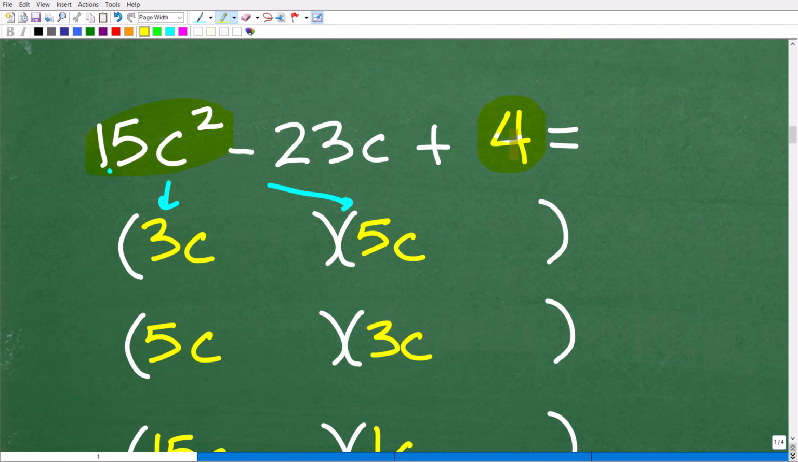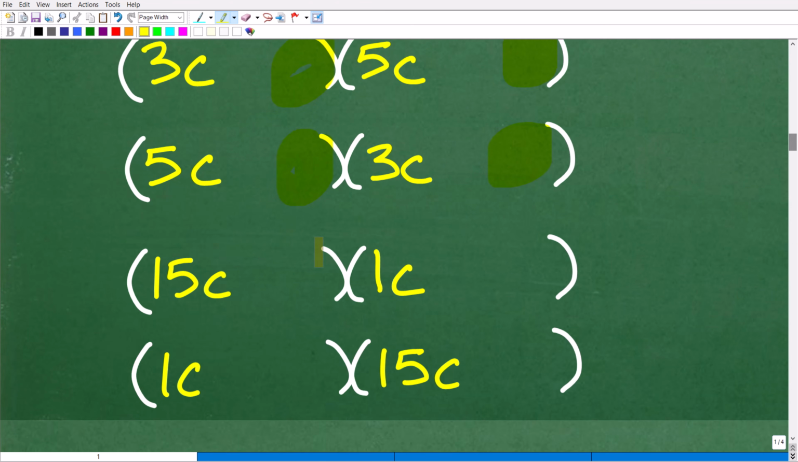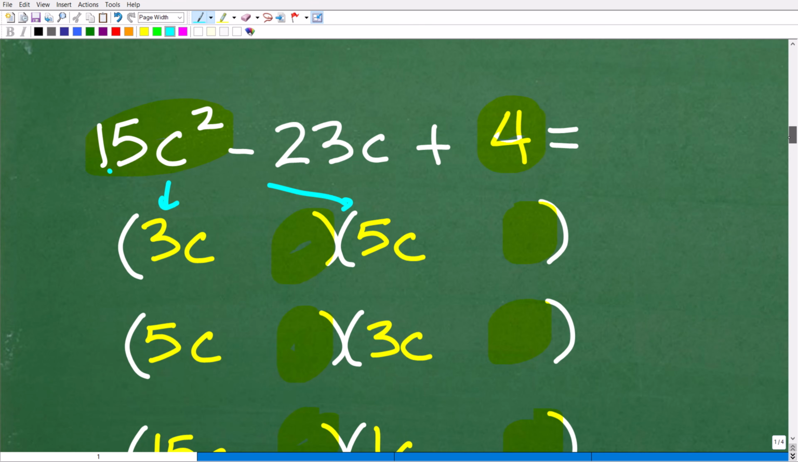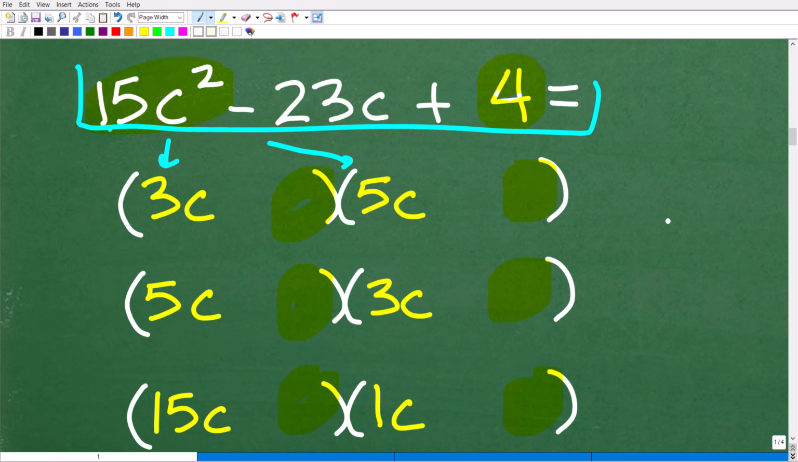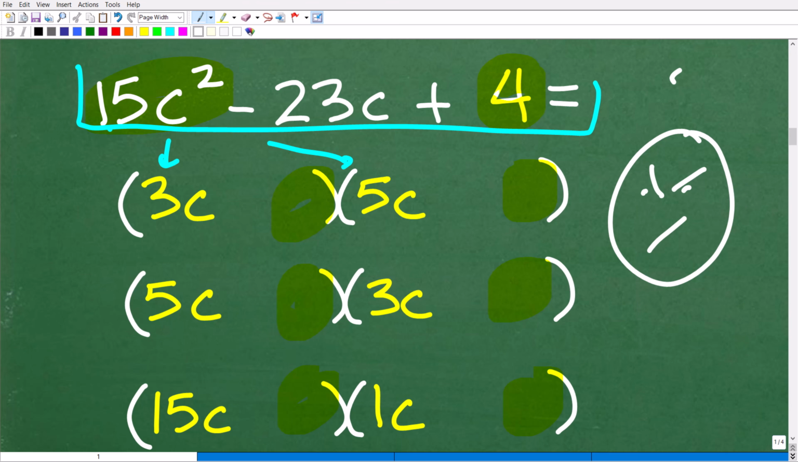Then here I have 4. The factors of 4 are going to go in these positions, okay, right here. And now I have to try to figure out what combination of all of these, plus I have to do the signs, such that when I multiply these together, I'm going to get back to this quadratic trinomial. And this is where a lot of students get confused. They're like, I don't like to factor. This is just way too much thinking for my brain.